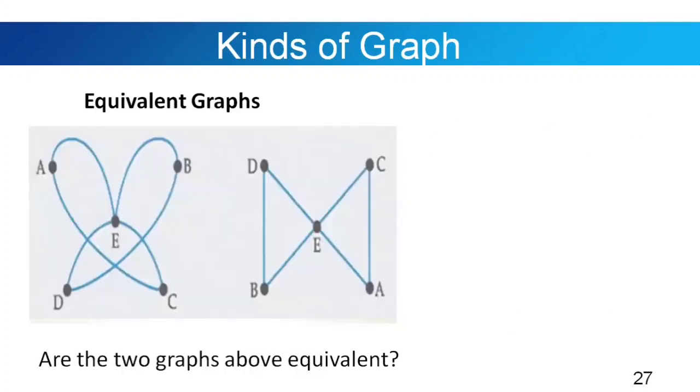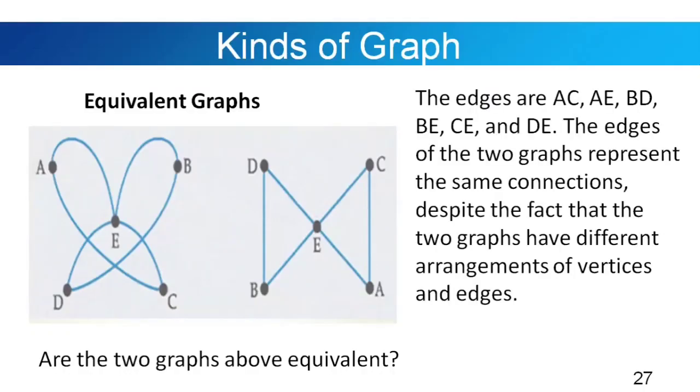So let's have another example. Are the two graphs above equivalent? You can pause this video if you need more time to examine our graphs. For our solution, the edges are AC, AE, BD, BE, CE, and DE. The edges of the two graphs represent the same connections. Despite the fact that the two graphs have different arrangements of vertices and edges, the graphs are equivalent.